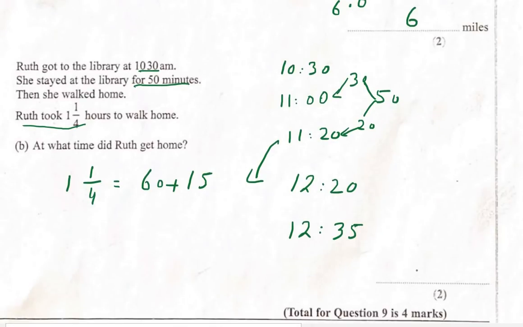Easy peasy. Again, you must show your working out. If your answer is wrong, you could still get 1 mark. If you do it like this, you can get 1 mark for your working out, and the working out must be right as well.